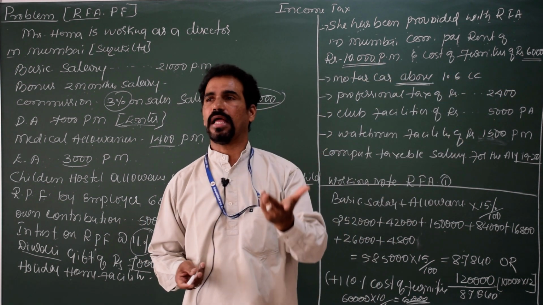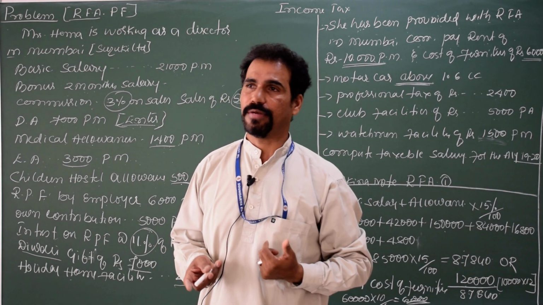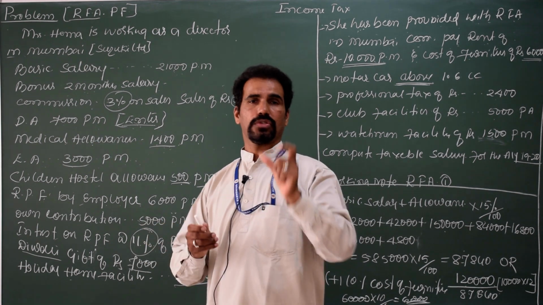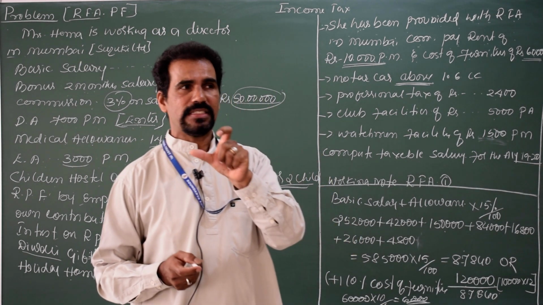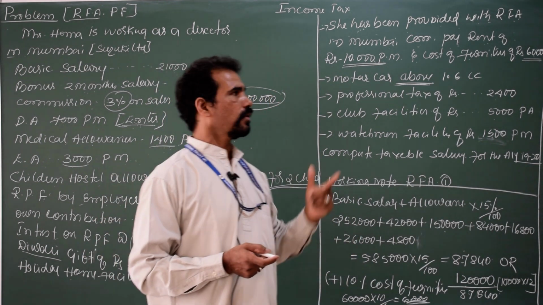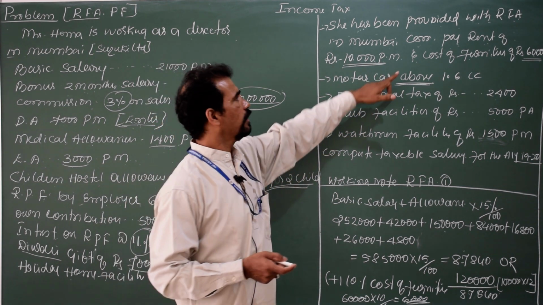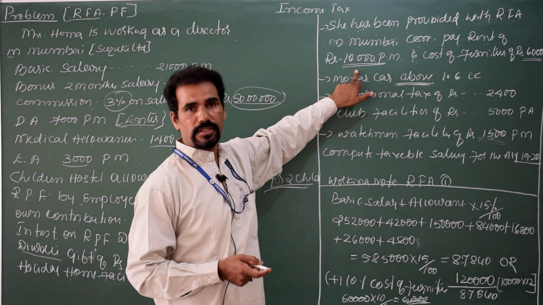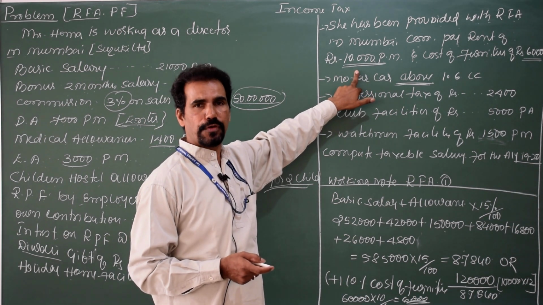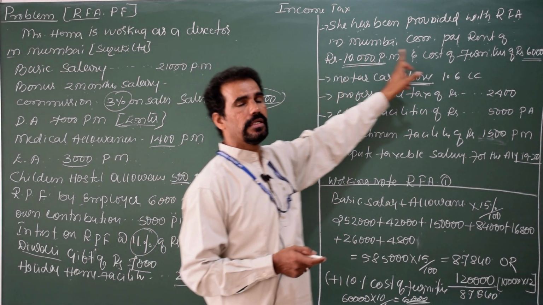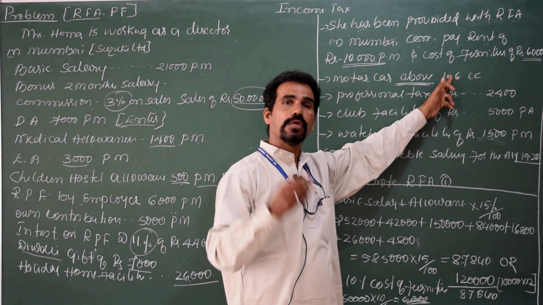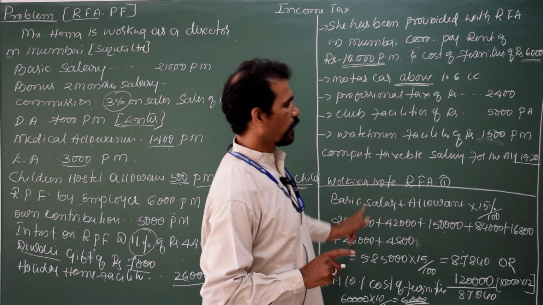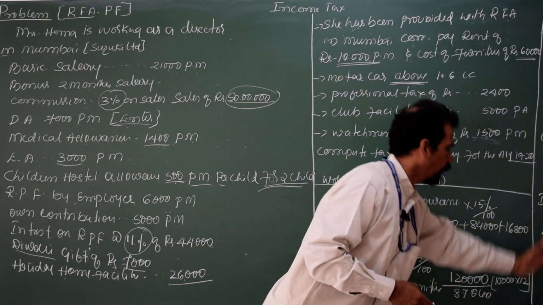Now the company provides rent of rupees 10,000 and cost of furniture 60,000. How are we going to calculate the rent free accommodation? I will explain it in the note. Basic plus allowances not more than 15% of the rent. Next, either the company's payment of rent of rupees 10,000 into 12, which comes to around 1,20,000, whichever is less. We will see the solutions.